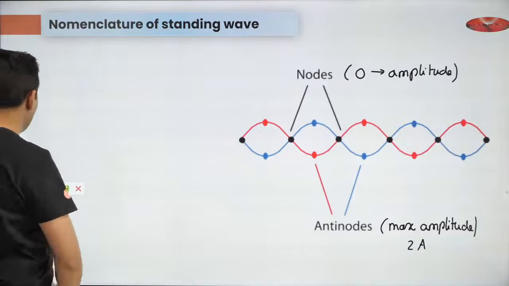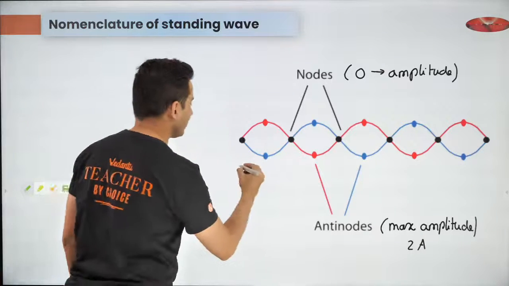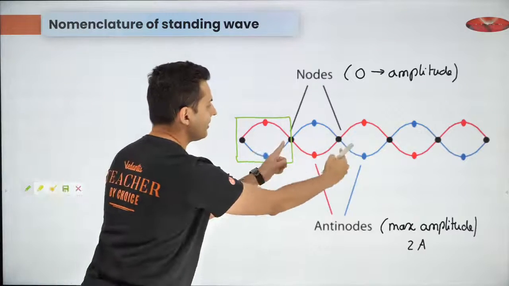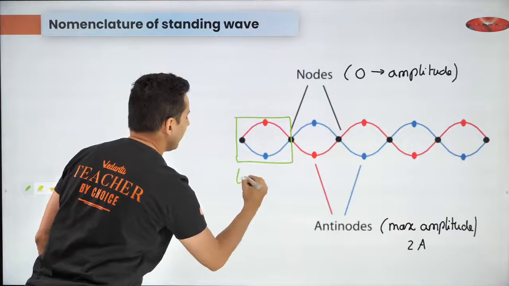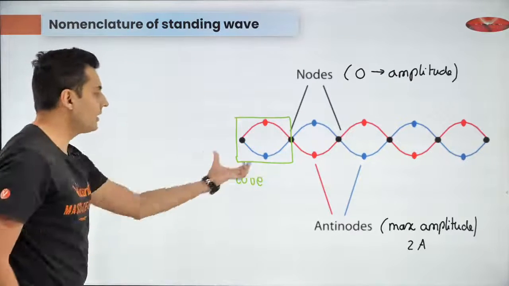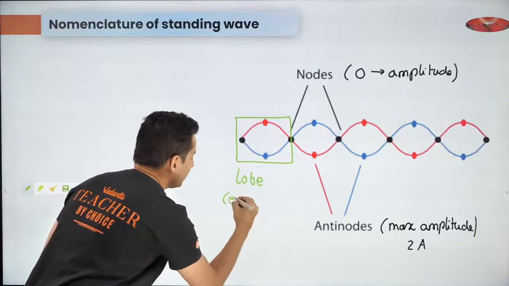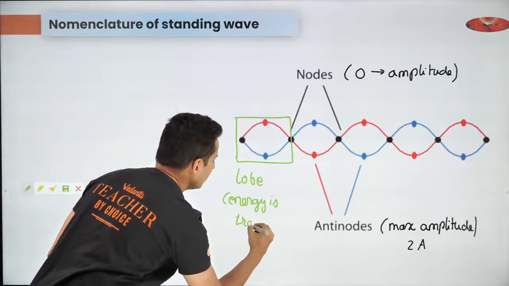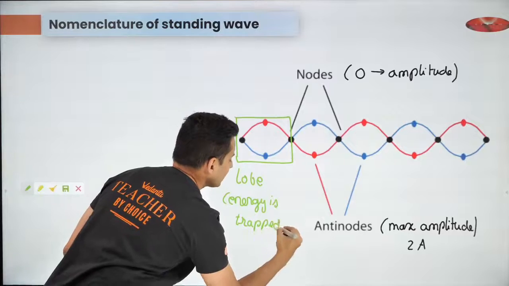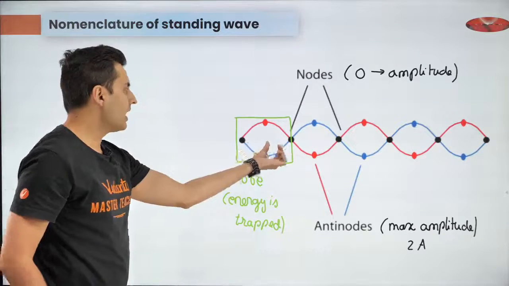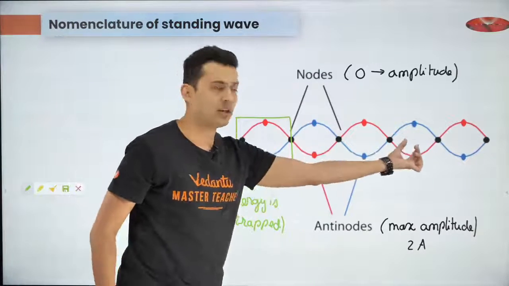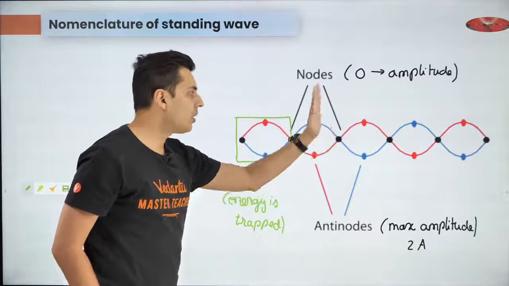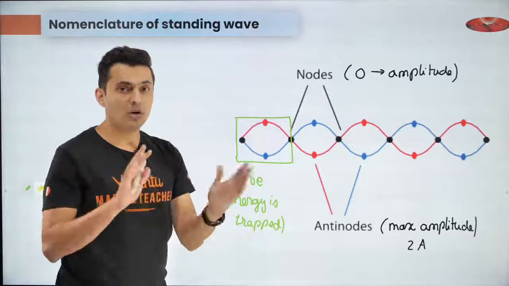Now, there is one more term which you should know. This particular region, or this region, is called a lobe. And that's where the energy is trapped. So each lobe has some trapped energy. Here also there is some energy trapped, here also, here also. And nodes are those points which act like walls or barriers for the energy not to flow.